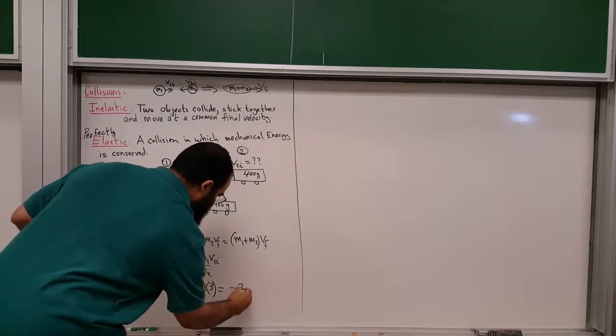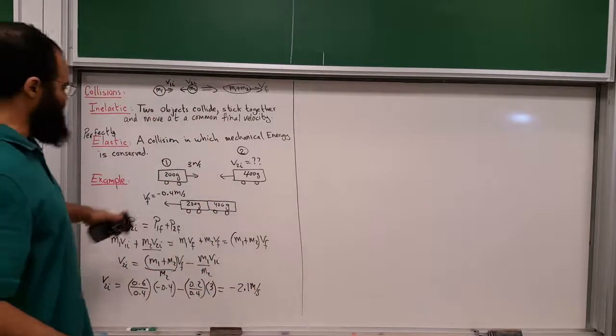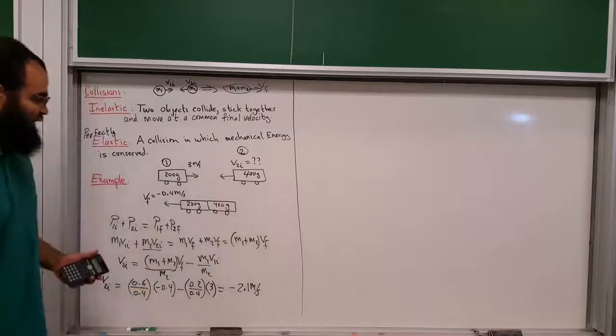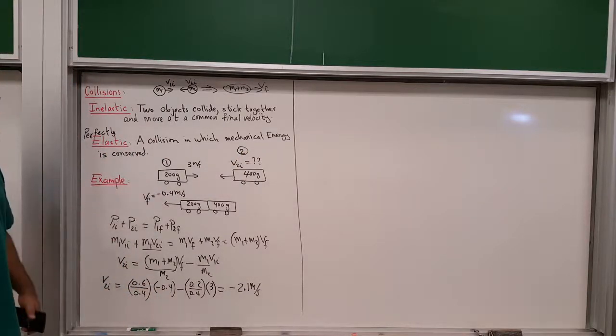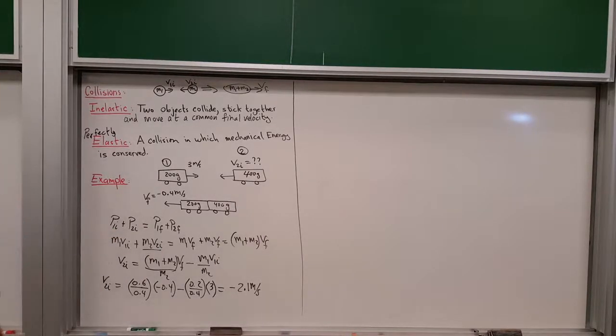Negative 2.1 meters per second. So it's negative, which makes sense. We kind of assumed it was moving to the left. You don't even have to assume that. From the given information, you will figure it out. The numbers will just come out negative from the math. And so negative 2.1.